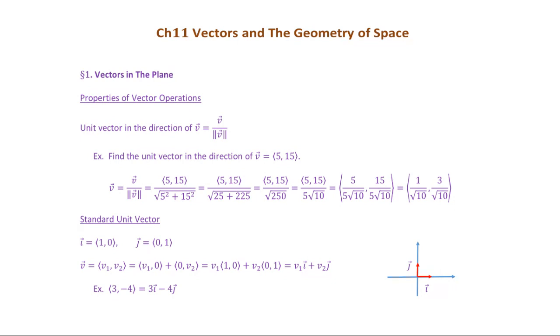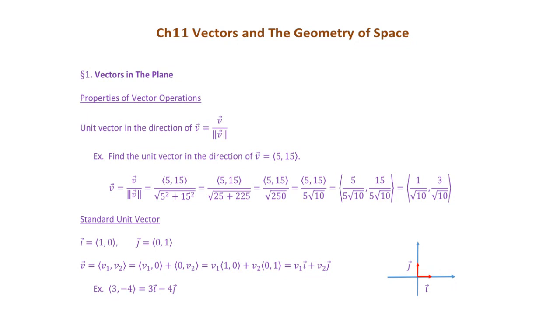Okay, there are some special vectors called the standard unit vectors. You can draw unit vectors in the x and y directions, and they're called standard unit vectors. We use i and j to denote them. So obviously the vector i has component 1 in x and 0 component in y, and j has 0 component in x and 1 component in y. All right.